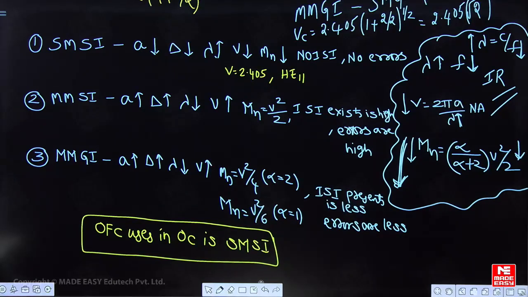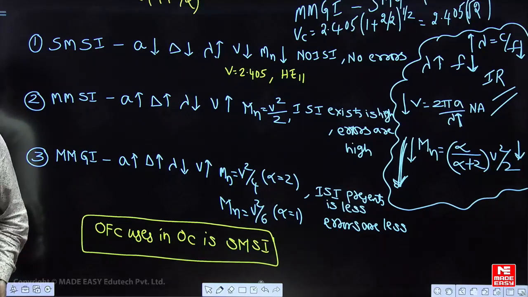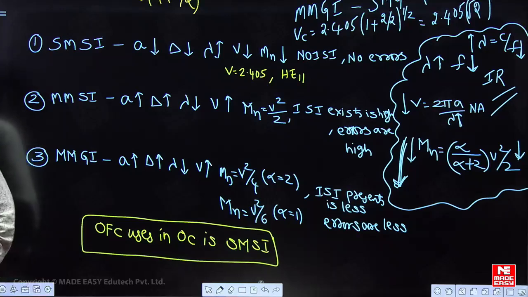Soumya, speed is not fast in MMGI, speed is fast in SMSI, because only a single mode goes very fast with uniform velocity throughout the length of the fiber. Clear? So, what is the answer right now? Answer is SMSI. Students who put SMSI, the answer is correct. The preferred fiber in the entire optical communication system is SMSI fiber.